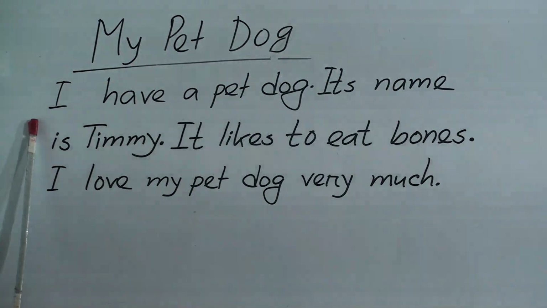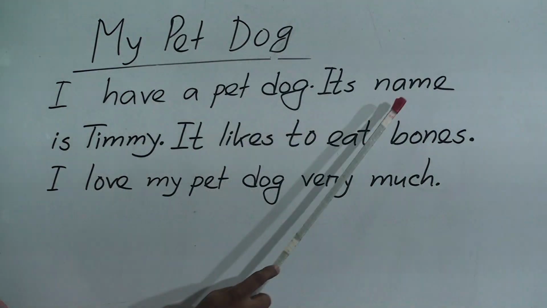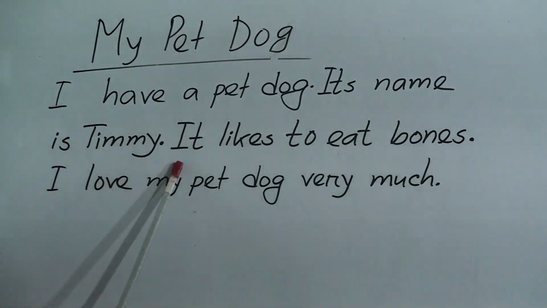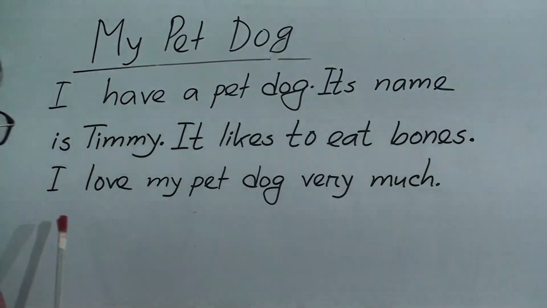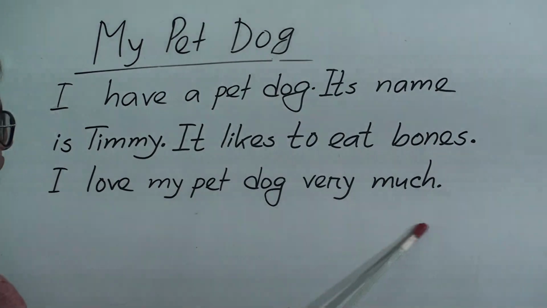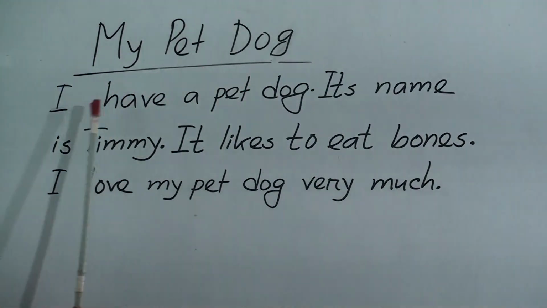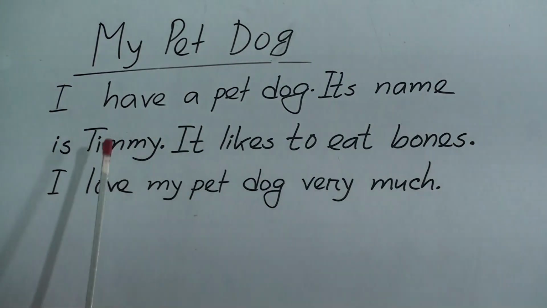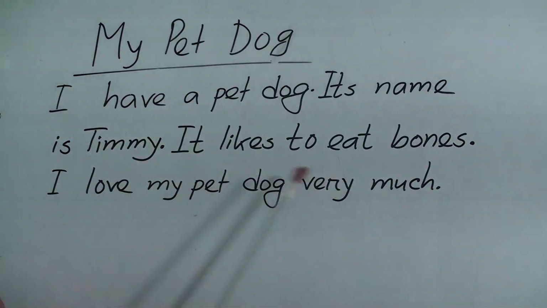So, I will be capital. I have a pet dog. Its name is Timmy. It likes to eat bones. I love my pet dog very much. So, my pet dog. I have a pet dog. Its name is Timmy. It likes to eat bones. I love my pet dog very much.